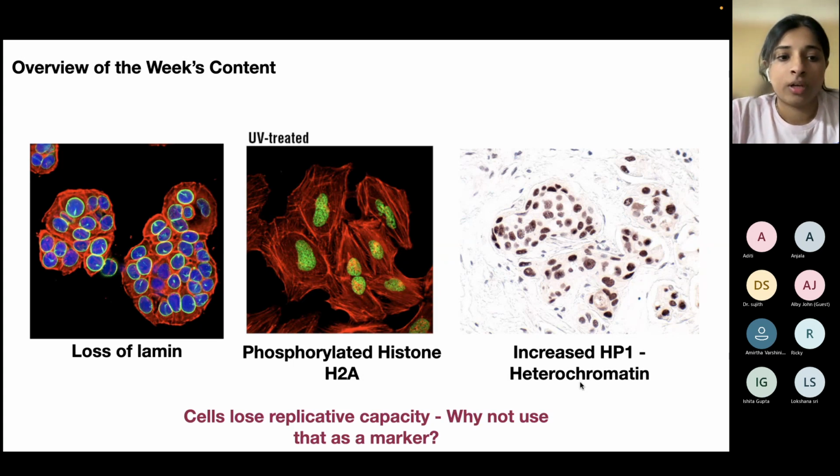However, we have previously discussed that senescent cells have completely lost their replicative capacity, which means that irreversibly they can never replicate ever again. So why can't we simply use that as a marker? We have seen previously that there are BrdU incorporation and EdU incorporation assays that help us identify whether a cell is going to replicate or not. Why can't we simply use that as a marker?